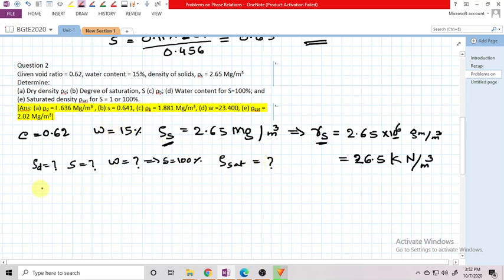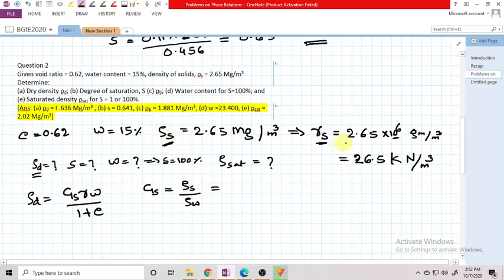First, let me start with the dry density. What is the formula for dry density? Dry density is equal to Gs into gamma w divided by 1 plus e. Whether they have given any specific gravity? Specific gravity they are not given, so I can find out the specific gravity. After all, Gs is equal to density of solids divided by density of water.